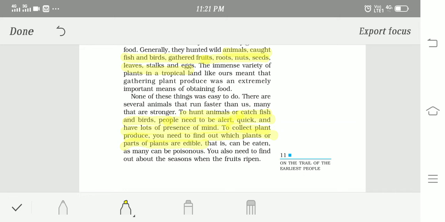Now, this you can see, they can be eaten, poisonous things. Now, next one, what else are they supposed to know? They are supposed to know the seasons also. The seasons are very important.